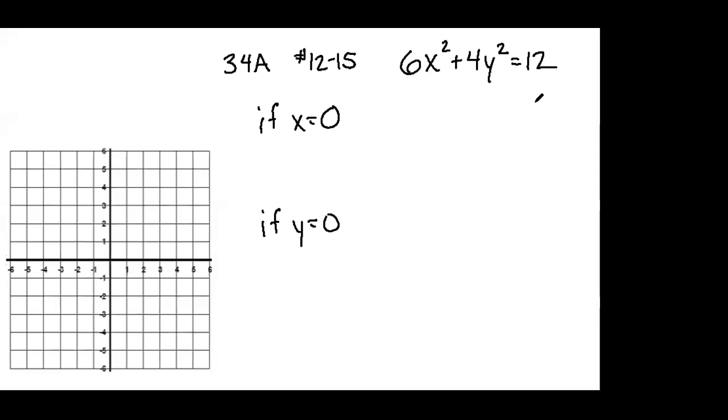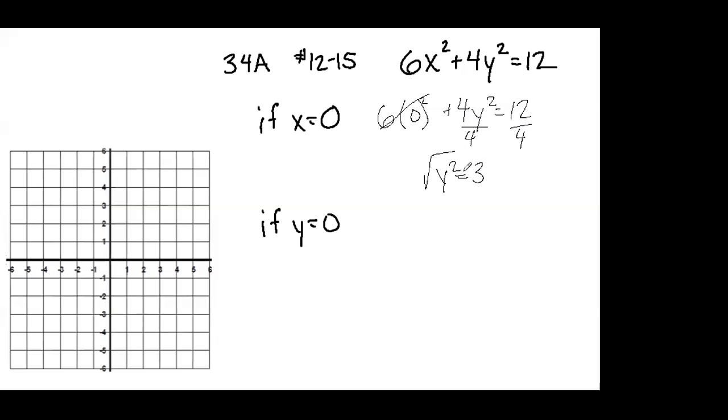6x squared plus 4y squared equals 12. If x equals 0, what is y going to be? So we first have to plug in 0 for x. This is 0 squared, which is 0, but anything times 0, 6 times 0, is going to be 0. So we're left with 4y squared equals 12. We divide by 4, and we get y squared equals 12 over 4, which is 3.